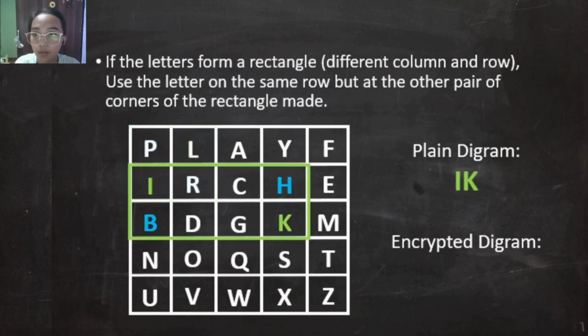So let's have a larger rectangle here. If the plain digraph is IK, you will see the I right there and the K is at another corner, and you would encrypt it into the other letter that is at the corner of the rectangle made. So I becomes H and K becomes B. So the encrypted digraph would be HB. Same goes for EA right there. E becomes C and A becomes F. So our encrypted digraph is CF.